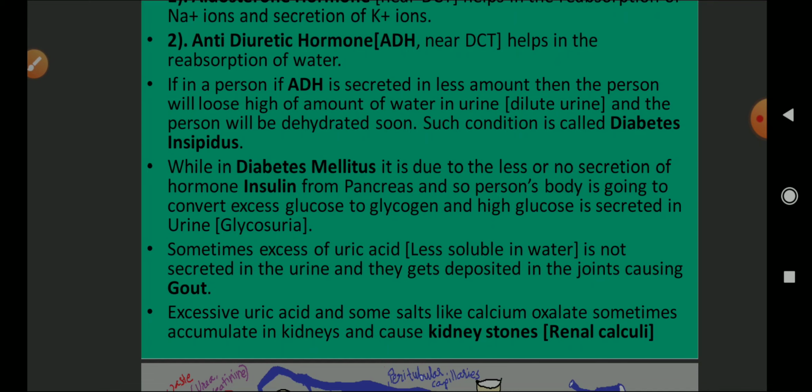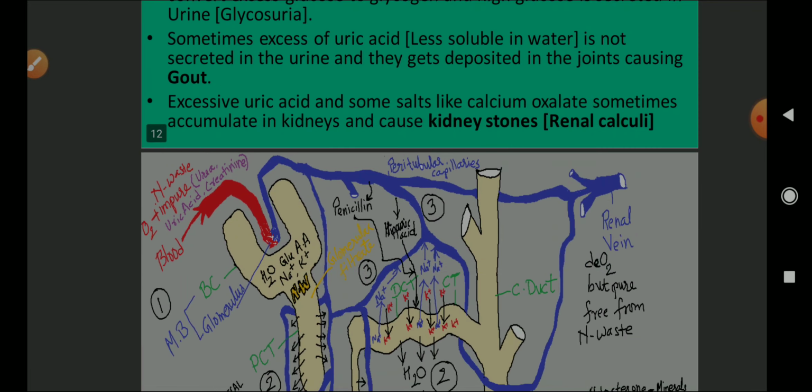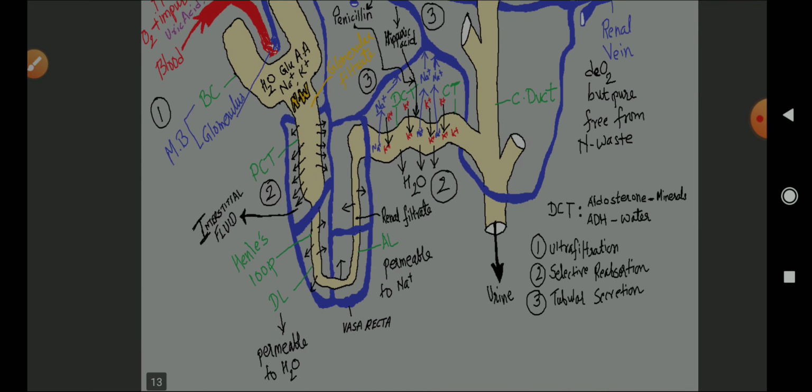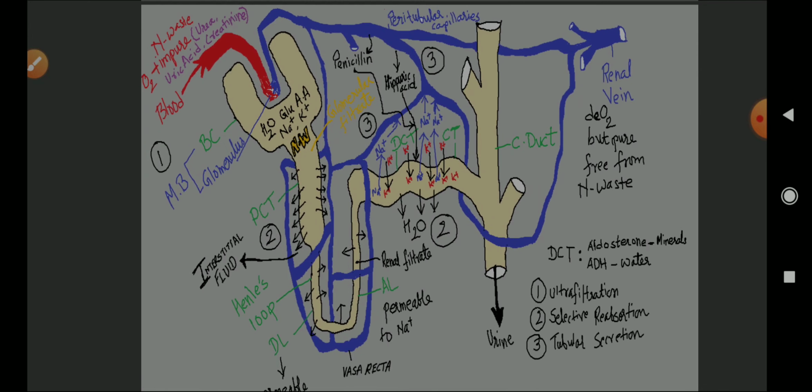Sometimes excess of uric acid is also present in the body. If uric acid is in excess, then it gets deposited in the joints and it causes gout. Uric acid is less soluble in water. This takes place because of a high protein diet. If a person has a diet containing high minerals and salts, then there is a possibility of developing kidney stones, also known as renal calculi. Kidney stones basically consist of calcium oxalate. And this is the last diagram that shows each and everything, step 1, step 2 and step 3. So I hope you understood how the formation of urine takes place.